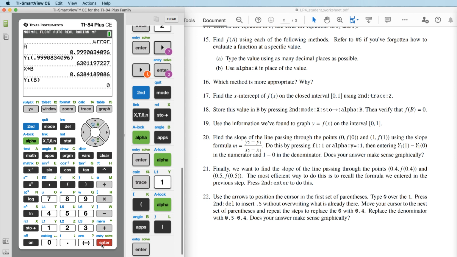Okay, so finally, number 19, use all of that information that we found to graph y equals f of x on the interval from 0 to 1. So mission accomplished.